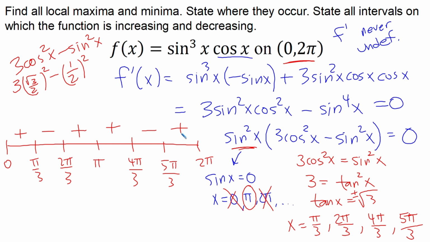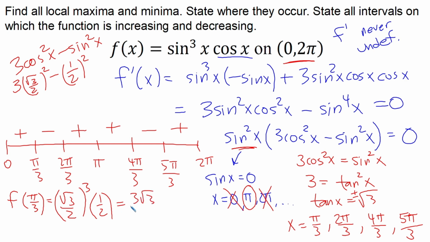And we do need to figure out the value of our function at all of these places. So let's do that real quick. We need to find f of pi over 3. And these are all going to come out pretty similarly because we're pretty much looking at the same values except positives or negatives. F of pi over 3 is going to be root 3 over 2, that's the sine of pi over 3, cubed, times 1/2. Well, that just becomes 3 root 3 over 16.